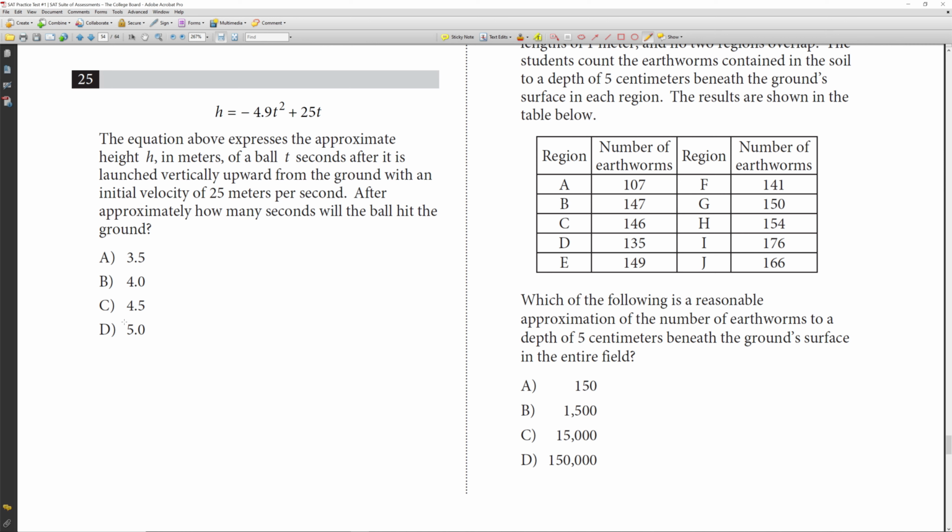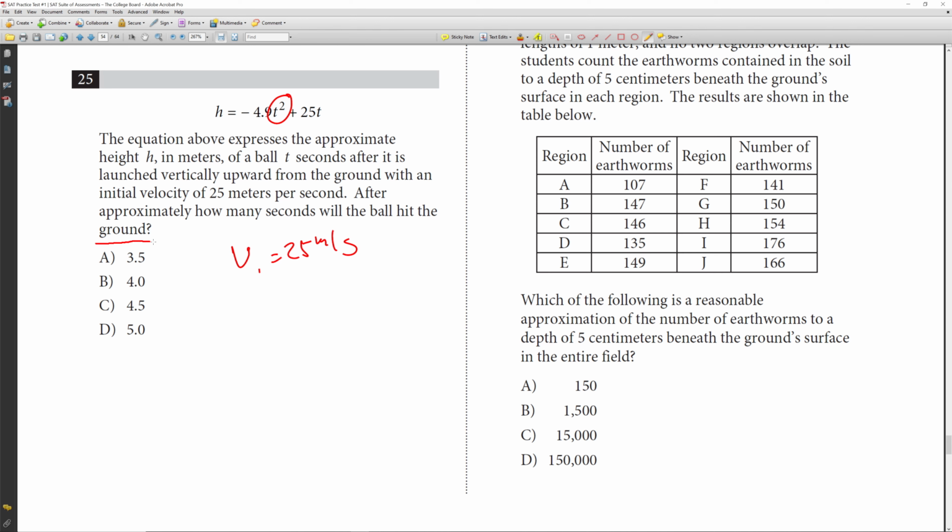Seems like a small passage. After approximately how many seconds will the ball hit the ground? Alright, so it seems like a ball is going to fall. Let's keep that in mind as we go through the passage. It seems like we're given a second-order problem. There's a square in the term. The equation above expresses the approximate height h in meters of a ball t seconds after it's launched vertically upward from the ground with an initial velocity of 25 meters per second. So vi is equal to 25 meters per second. After approximately how many seconds will the ball hit the ground?